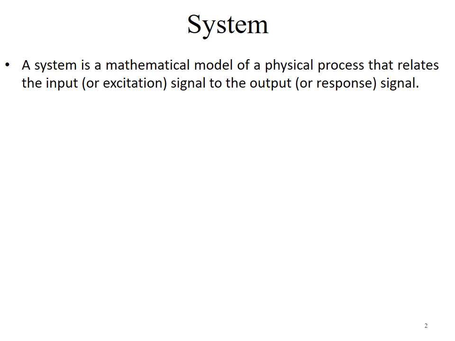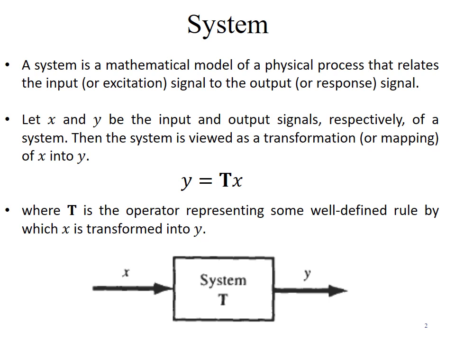A system is basically a mathematical model of a physical phenomenon or physical process that relates the input-output relationship. Input is sometimes also known as excitation, and sometimes we refer to output as the response of the system. If x is the input of the system and y is the output, as shown in this figure, then the input-output relationship can be written in this form, where T represents the system operator. The system operator is basically the function performed by the system.